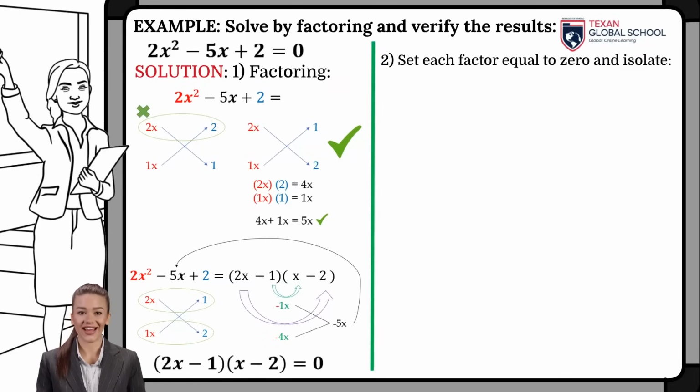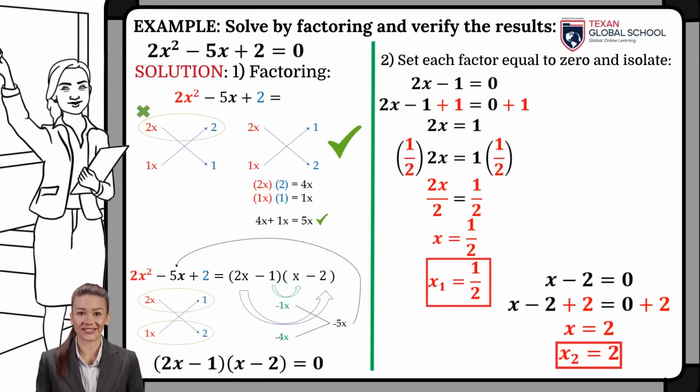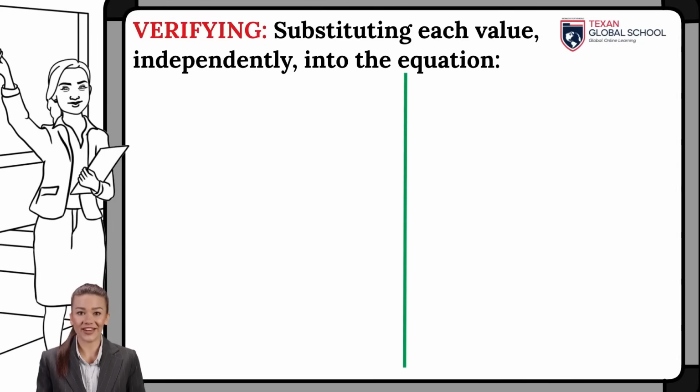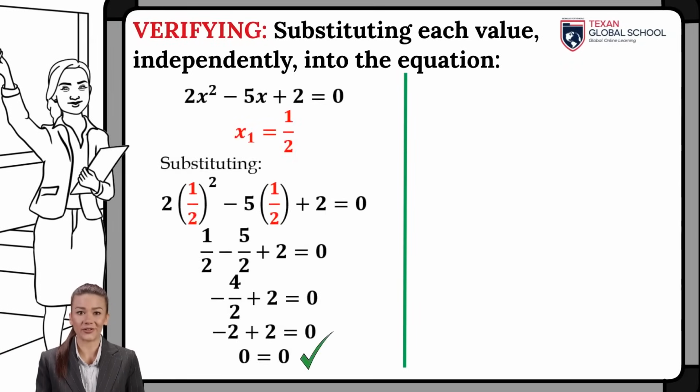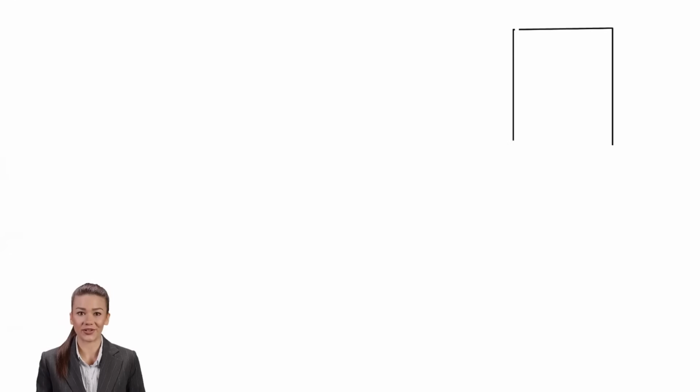Now, we set each factor equal to 0 and isolate the variable, thus obtaining 2 solutions, when x equals 1/2 and when x equals 2. Also, to verify, we substitute the values into the original equation. We can see that both solutions satisfy the equality.